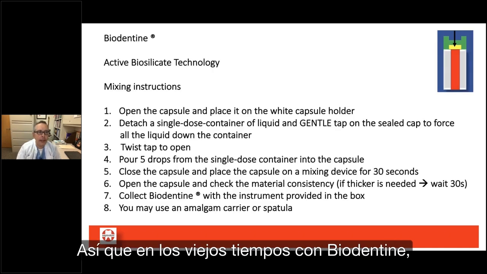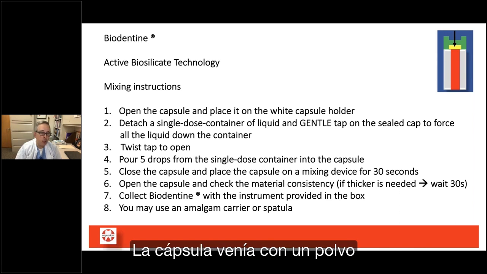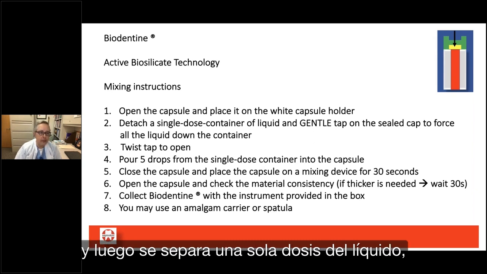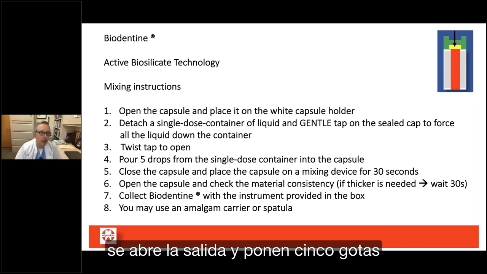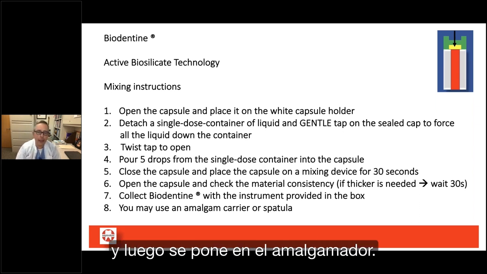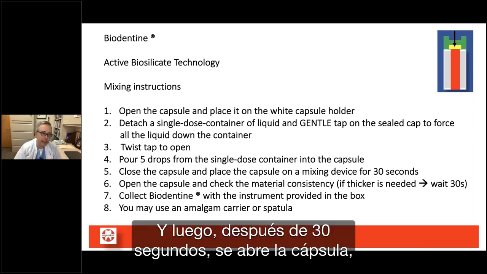So in the old days with Biodentine, as I mentioned, it was a capsule. The capsule comes with a powder, and then you open the capsule, and in a little bottle you have the liquid. You detach 1 single dose of the liquid, you open the little tap, and you pour 5 drops in the single dose container, you close the capsule, and then you put that in the amalgamator. So please count the time. It was time doing all these things.